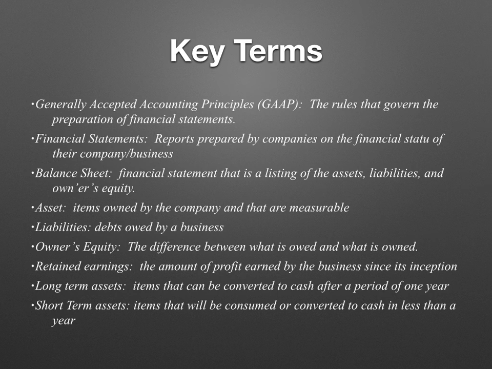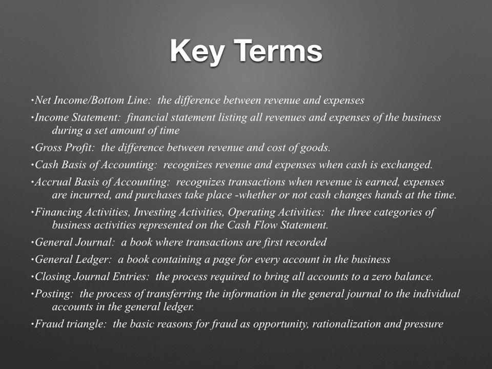Short-term assets are cash, accounts receivable, inventory, and prepaid insurance, for example. And examples of long-term assets include vehicles, buildings, and land. Net income, also known as the bottom line, is the difference between revenue and expenses. Gross profit is the difference between revenue and cost of goods. The general journal is a book where transactions are first recorded. Posting is the process of transferring the information in the general journal to the individual accounts in the general ledger. And the fraud triangle is the basic reasons for fraud, noted as opportunity, rationalization, and pressure.